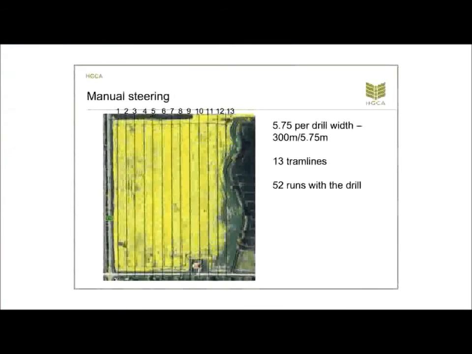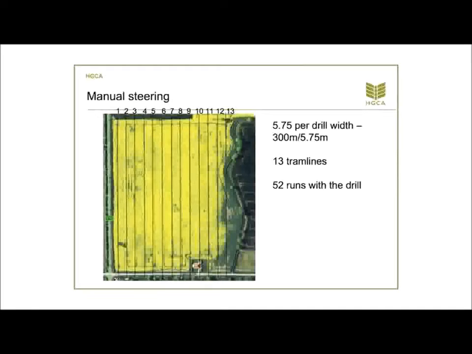That's all very well and good, but what's it going to mean for me in that field? Because those figures are okay. Well, let's look at that field again. If we take that effective drill width of 5.75 metres, we're going to do a really simple sum here. We take the 300-metre headland across the width of the field, divide it by 5.75, and it's giving us about 13 tram lines, which we know already because we can see them from the aerial picture. But it effectively means you've got 52 drill widths in that field.